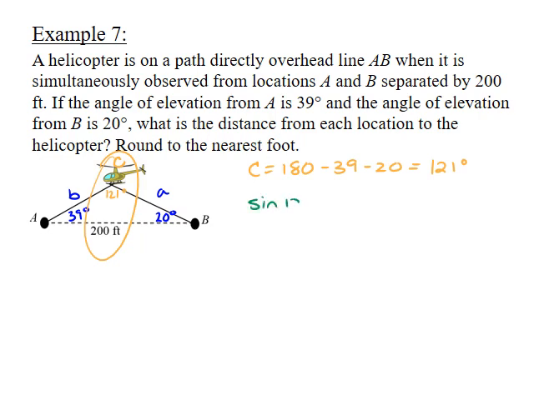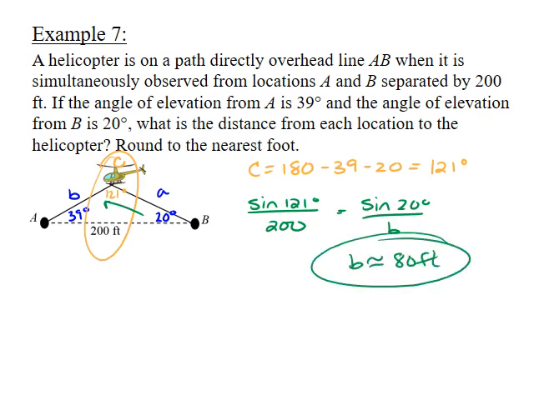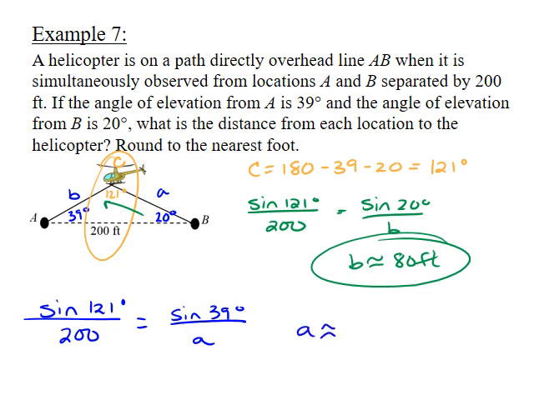So sine of 121 degrees divided by 200 is equal to sine of 20 degrees divided by B. Plug this into your calculator and you should find that B is approximately 80 feet. Do the same thing to find side A using the ratio sine of 121 divided by 200 is equal to sine of 39 degrees divided by A. Cross multiply and you will find A is approximately 147 feet.